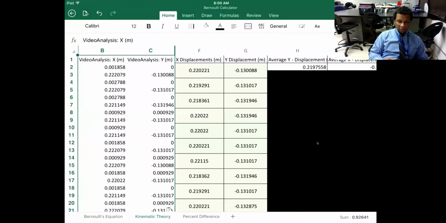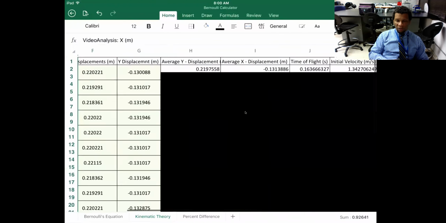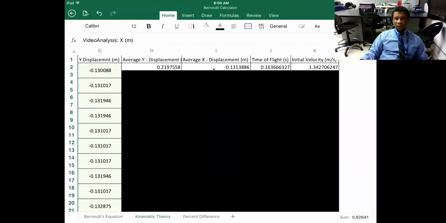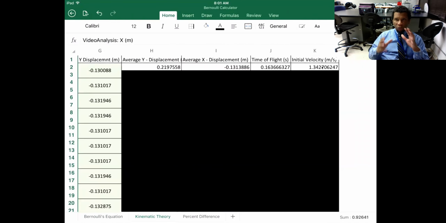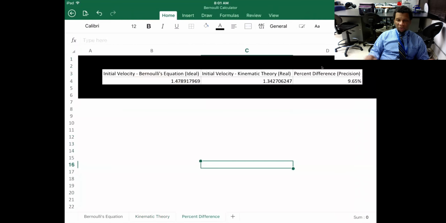So I can just paste it, and you'll see the calculations are being done right here, just like we've done several times before. Average displacement in the Y, average displacement in the X. We have our time of flight here, and we have our initial velocity. And notice the initial velocity is a little bit less than the initial velocity we calculated for Bernoulli's, which kind of fits with how we're thinking. Bernoulli's is ideal, kinematic is real. It's what's really happening. We're looking at where it starts and where it ends. And then we have our percent difference between the two. It's just about 10%, or 9.65.